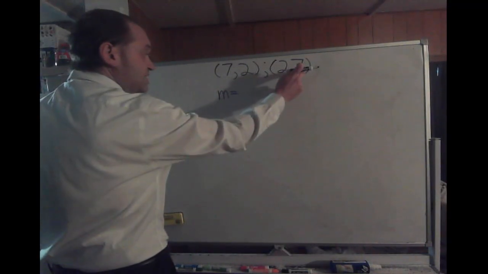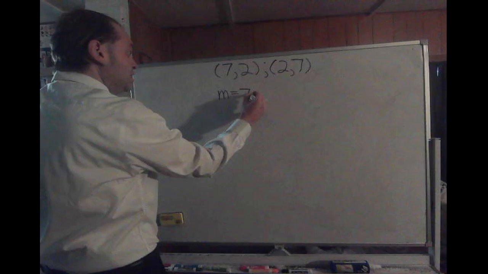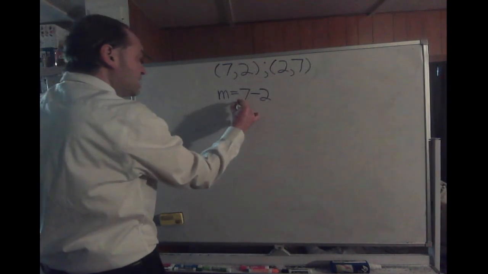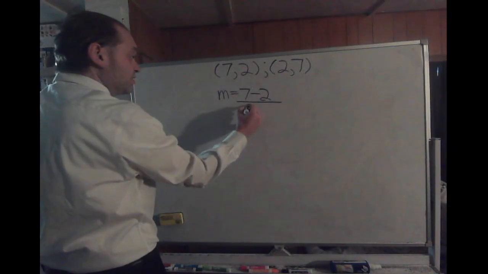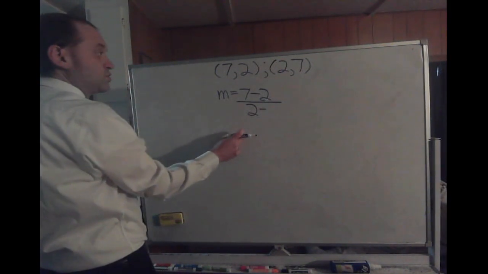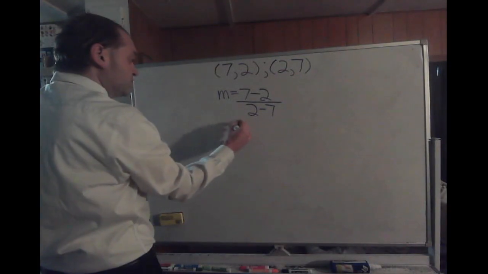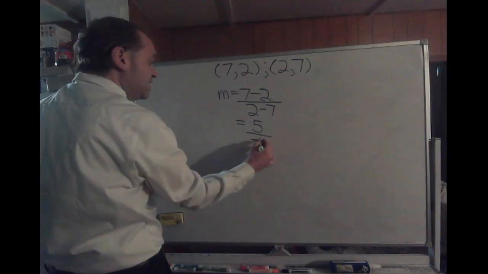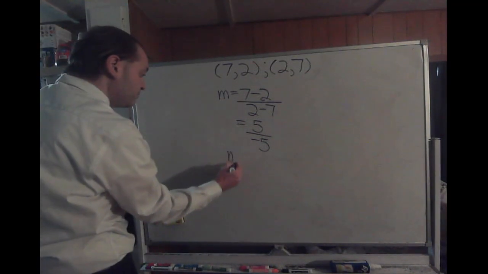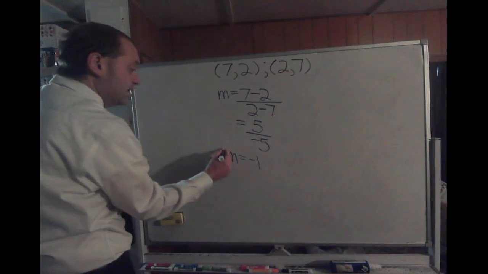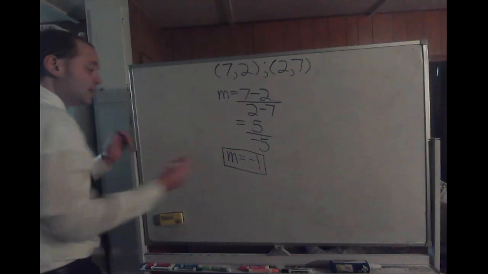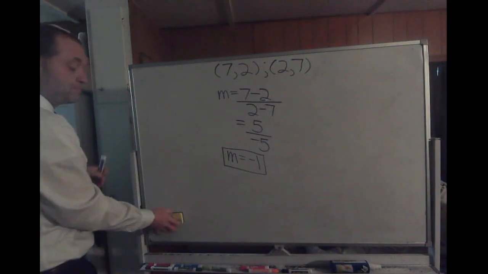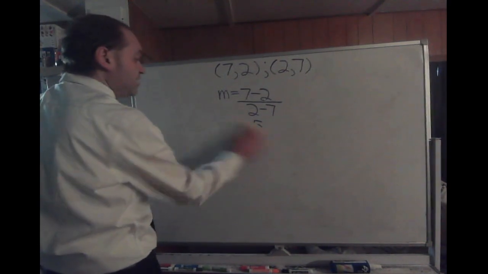That's going to be your second y-coordinate of 7 minus your first y-coordinate of 2, over your second x-coordinate of 2 minus your first x-coordinate of 7. So 7 minus 2, that's 5. 2 minus 7 is negative 5. So you have 5 divided by negative 5, which would give you a slope of negative 1 for your line. With a slope of negative 1, the line would fall further to the right. The further right you go, the line actually falls.